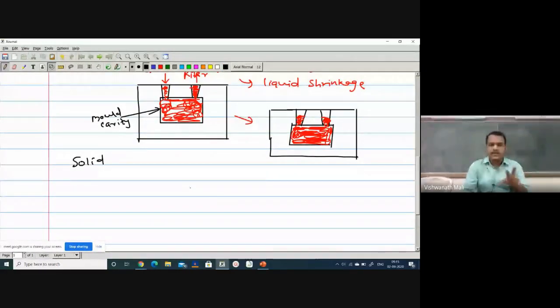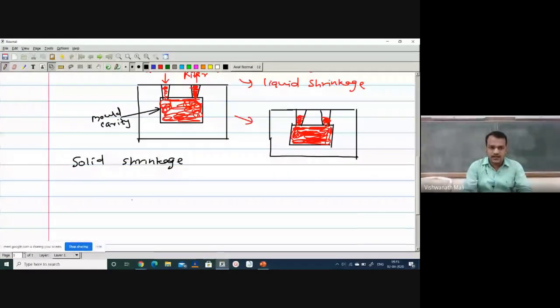Remember, there are two types of shrinkage. First is liquid shrinkage, second is solid shrinkage. Liquid shrinkage is taken care of by the riser and gating system, from which we will use the material. And the next is solid shrinkage. Now what happens in solid shrinkage?